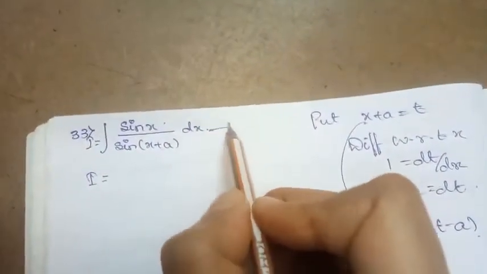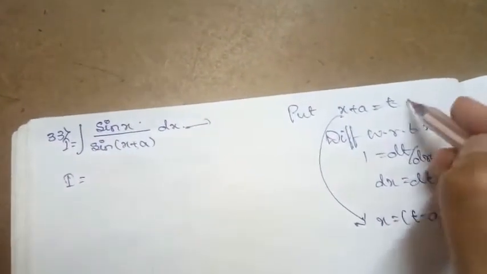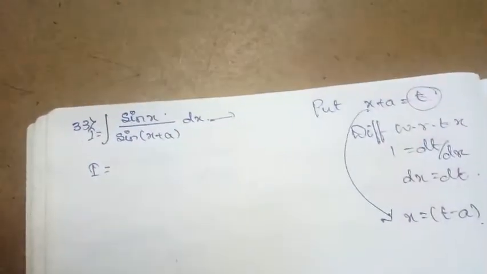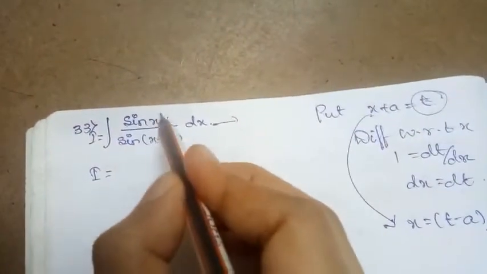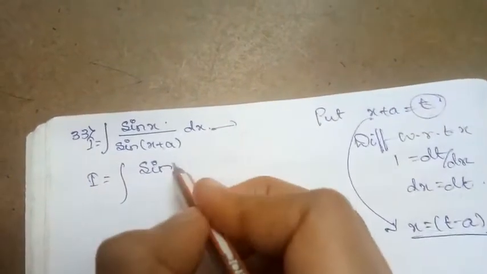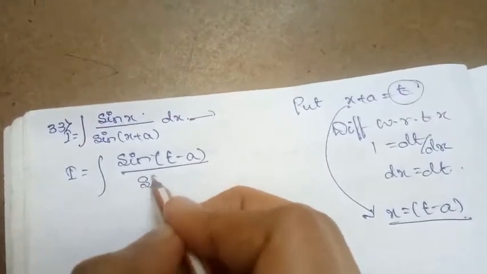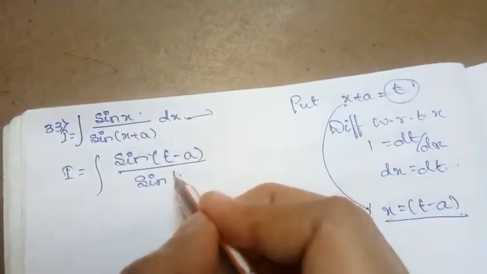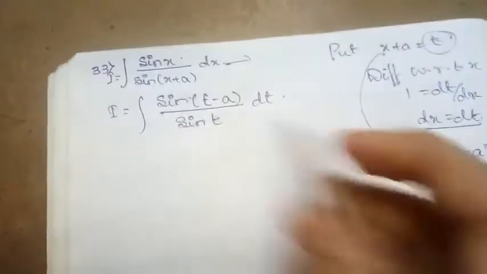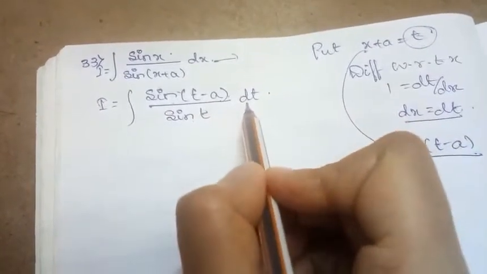Since the independent variable here is x, if I am turning this into the independent variable in terms of t, all the variables should be in terms of t itself. So in the integral of sin x, I can write x as t minus a, it becomes sin of t minus a divided by sin of x plus a, which I have taken as t, and we got dx equal to dt. So we got the integration of sin(t minus a) divided by sin t into dt.